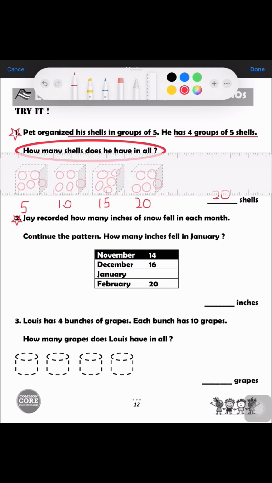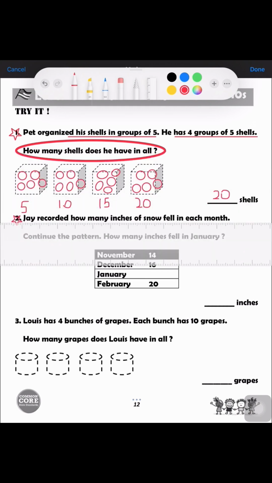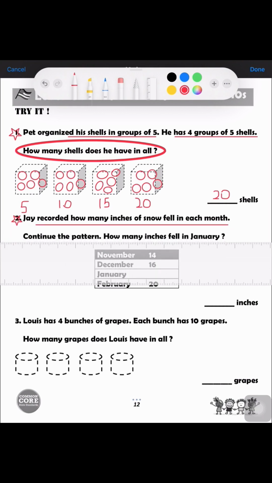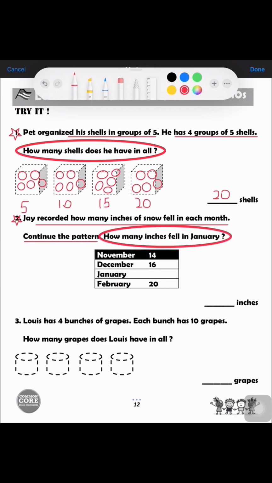Next question. Jade, record how many inches of snow fell in each month. Continue the pattern. How many inches fell in January? So take a look at the tables here. In November it is 40 inches. In December it is 16. So what is the pattern? What is the difference between 16 and 14?